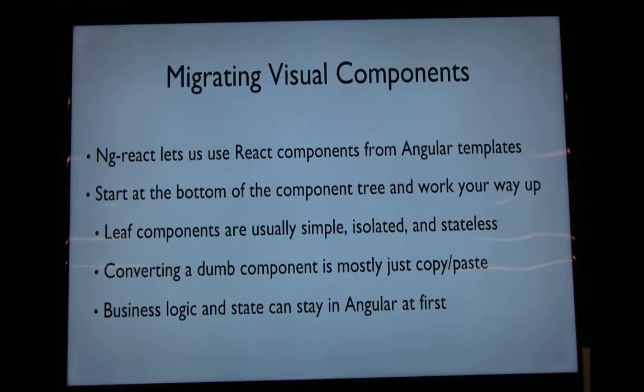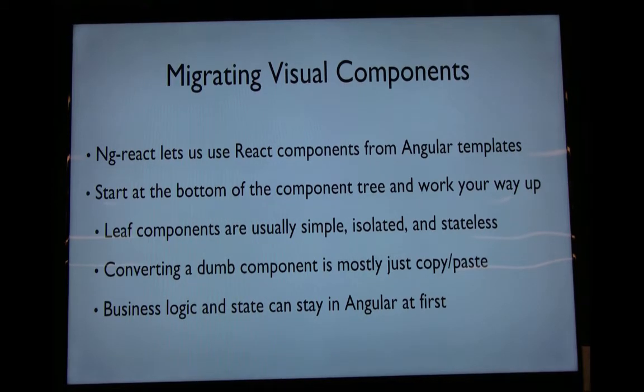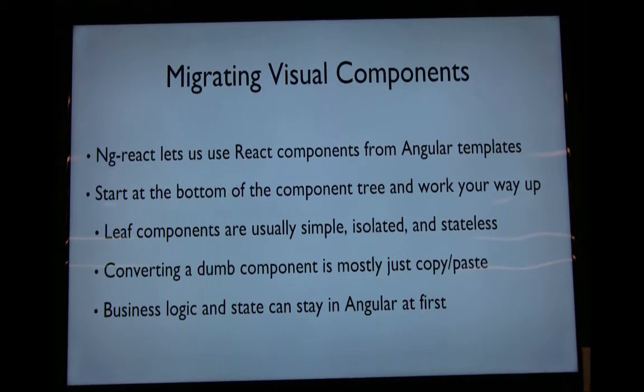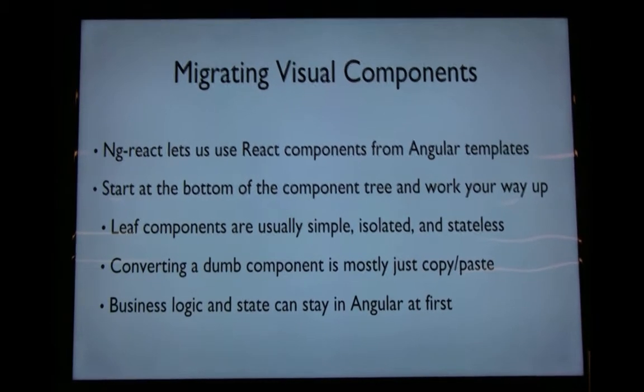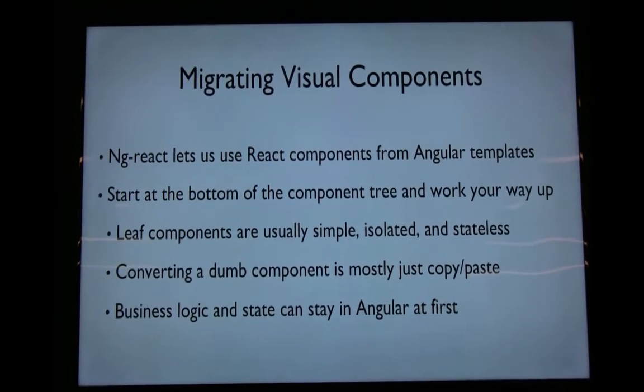The general pattern we followed was you start at the bottom of the component tree and work your way up. That helps a lot because the bottom leaf components are usually isolated and simple, and those are the easiest ones to migrate because you're basically just copying and pasting. Converting the dumb component, you're just copying and pasting the HTML. It's now JSX. Maybe you replace class with className, and that's usually it. You'll move around some logic, but those are the simplest pieces. So it's a good place to start.